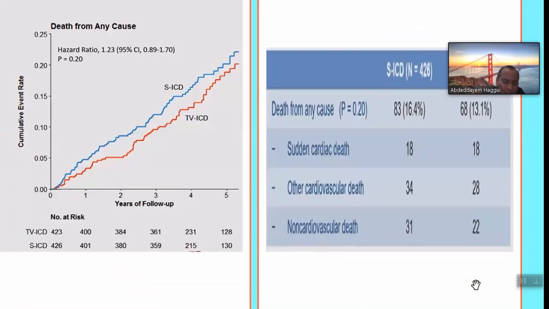What about mortality? After 4 years of follow-up, mortality was similar in both populations, 16% and 13%. There are some limitations in the PRAETORIAN study. First, physicians, patients, and the clinical events committee were not blinded to treatment allocation. Second, physician implant experience was higher for transvenous ICD. And last, the median follow-up of 4 years may be too short to reveal the real chronic complications of ICD therapy.